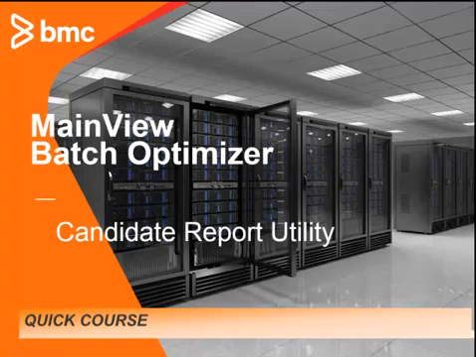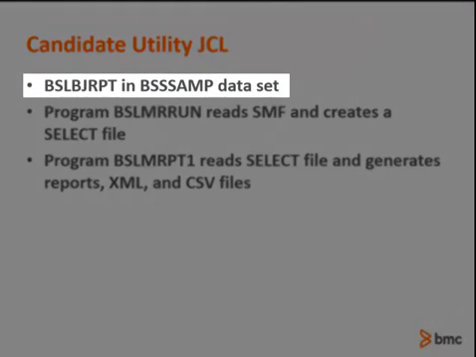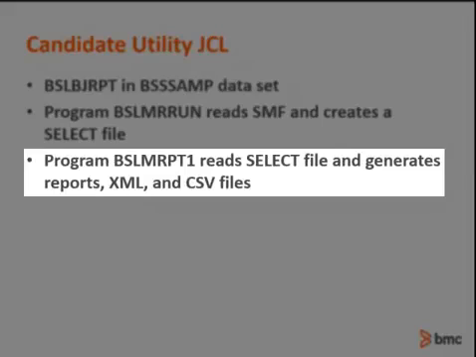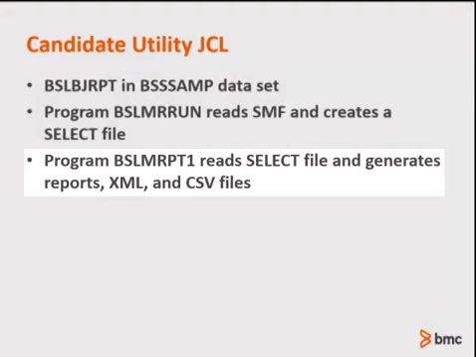In this session, I'll show you the MainView Batch Optimizer candidate utility. BSS SAMP is the MainView Batch Optimizer sample library created during installation. BZLB-JRPT can be found in the sample library. Program BZLM-RR-Run reads SMF data and creates a select file. Program BZLM-RPT1 reads the select file created by BZLM-RR-Run and may generate reports, XML, and CSV files.